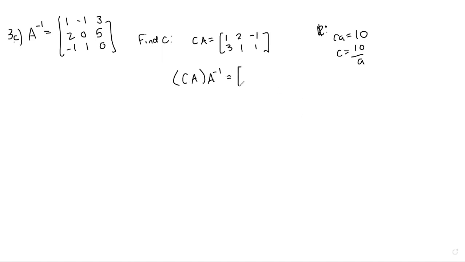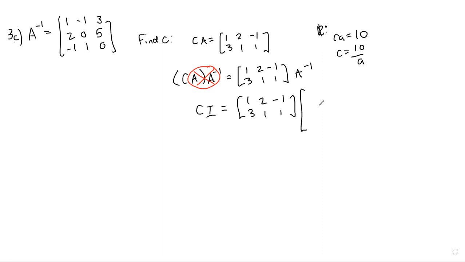And so it's going to be this 1, 2, negative 1, 3, 1, 1 times that inverse, which I have, and I'll write it out in a second. But the point here is that the A and the A to the negative 1 are going to cancel and just give me the identity. And so I have 1, 2, negative 1, 3, 1, 1, and then equals A to the negative 1. So 1, negative 1, and 3, 2, 0, 5, negative 1, 1, and 0.